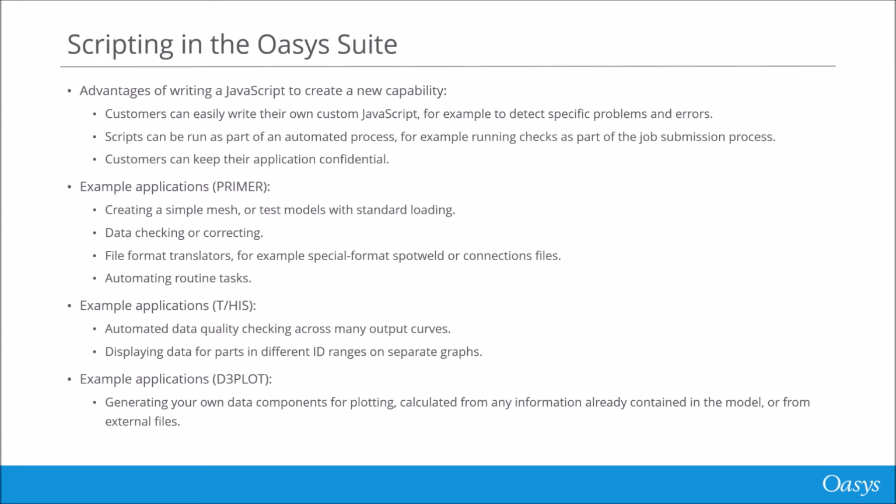So some example applications in Primer are maybe creating a simple mesh or test models with standard loading, data checking or correcting, file format translators. So a good example here is special formats, spot weld or connection files, or automating routine tasks. In THIS, you can do things like automated data quality checking across many output curves, or maybe displaying data for parts in different ID ranges on separate graphs. And the classic example in D3 plot is generating your own data components for plotting, calculated from any information already contained in the model or from external files.